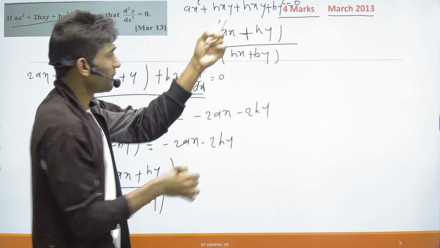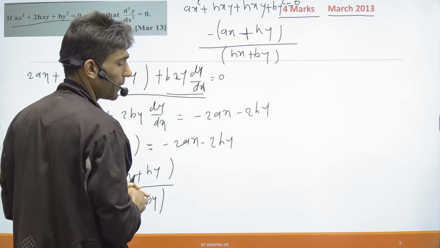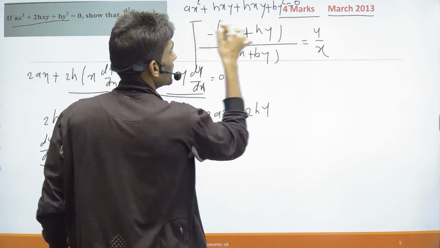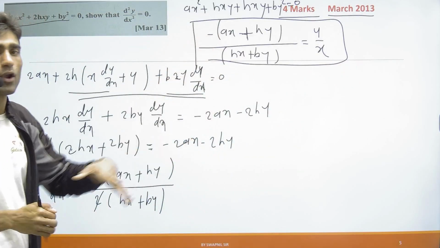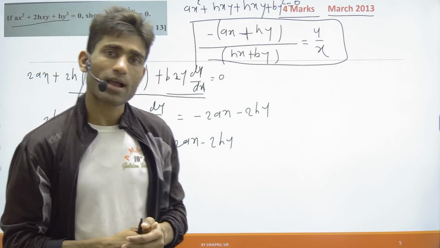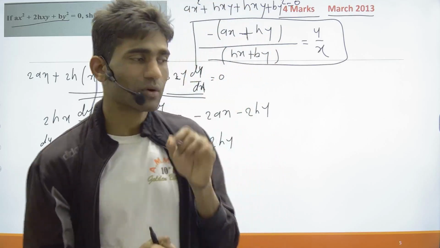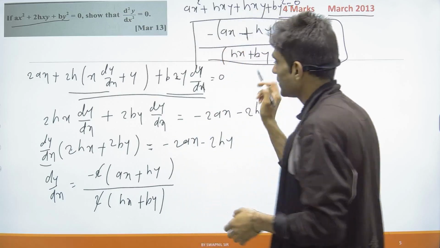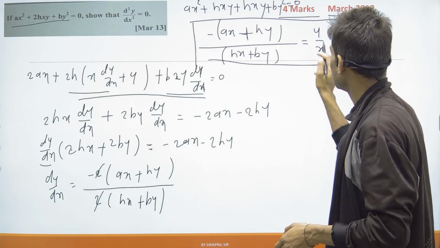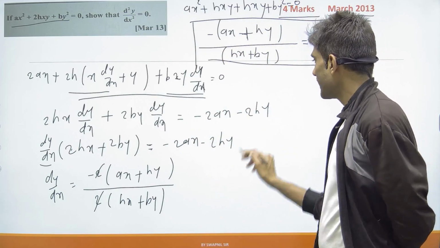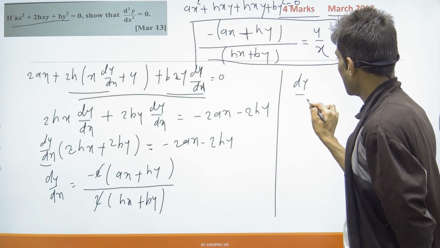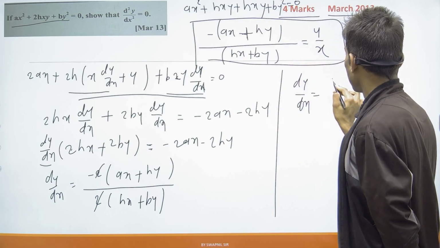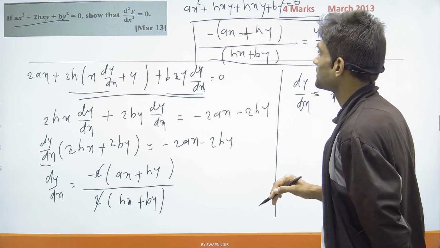Whenever you expand this term, you will get the negative of (x plus hy) upon (hx plus by) as y by x. After expansion of this term, you will add on this term. You may have to find the calculation yourself, because it will be time-consuming, so I'm not going for this part. Substitute this value, negative of (x plus hy) upon (hx plus by) as y by x. So you will get the value for dy by dx as the negative of the complete value, which is y by x here.